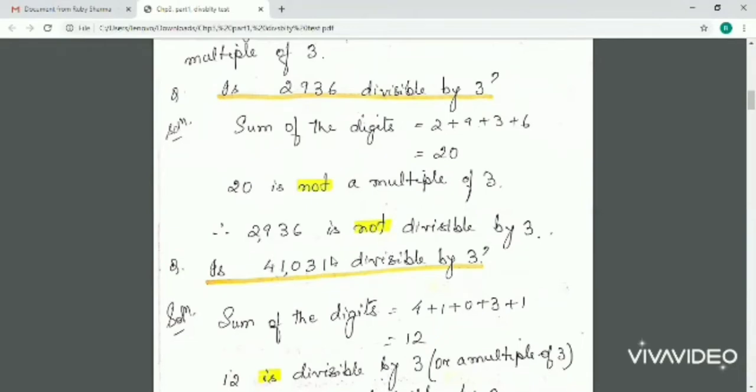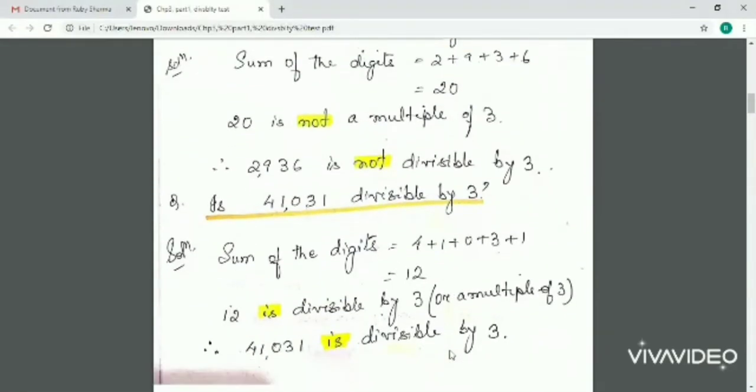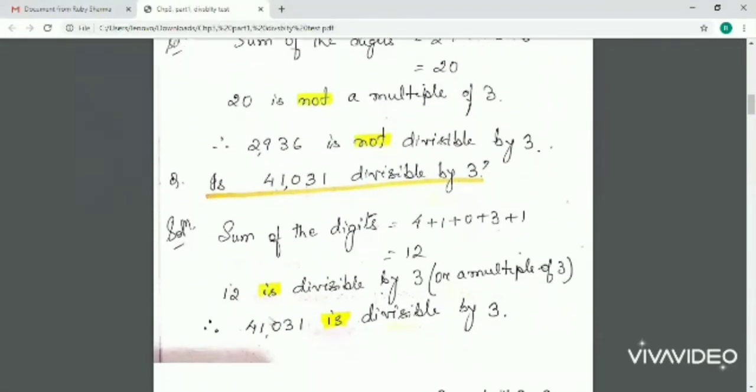Now suppose you have to find out 41,031 is divisible by 3 or not. So again you add up the digits. All the digits need to be added up and you write sum of the digits. So when you add up you get 12. You can write sum again is equal to 1 plus 2 is equal to 3, if you want. Otherwise all of you know that 12 is a multiple of 3 or divisible by 3. So 12 is divisible by 3 or you can write 12 is a multiple of 3. So if the sum is divisible by 3 then the whole number which was given, 41,031, is divisible by 3.